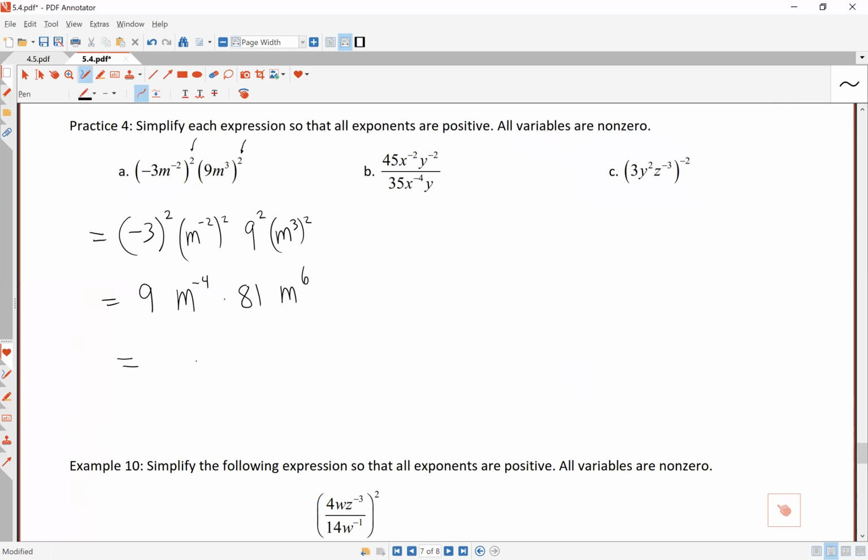Nine times 81 is 729, and m to the negative 4 times m to the 6th. We can either put that m to the negative 4 in the bottom as an m to the 4th, or we can just add these together. Negative 4 plus 6 is 2.